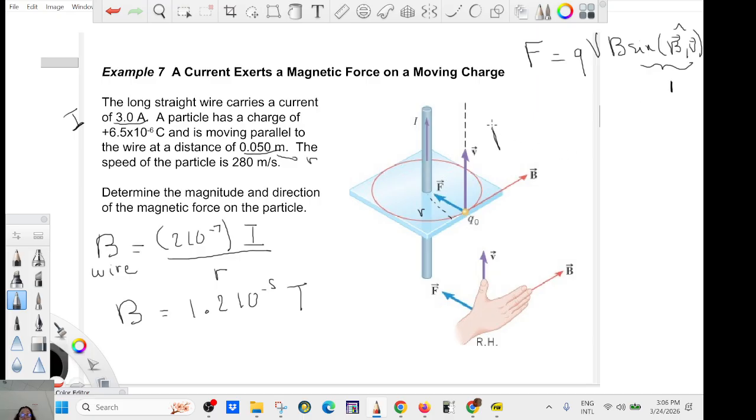So the force will be the charge, which is 6.5 times 10 to the negative 6, times V, the velocity, which is 280, times the magnetic field, which is 1.2 times 10 to the negative 5, times 1.